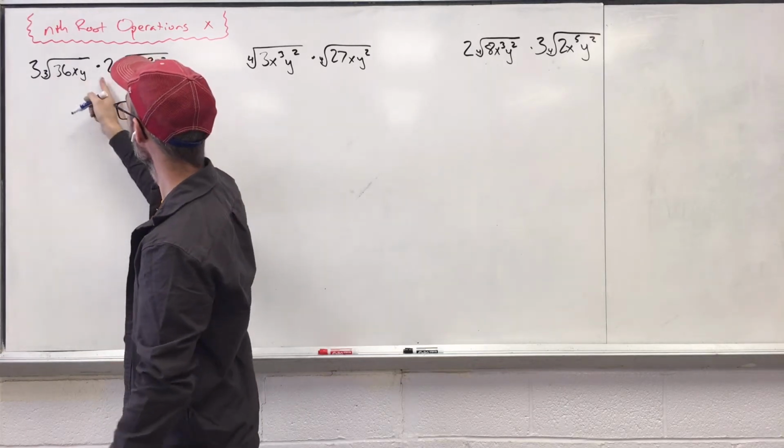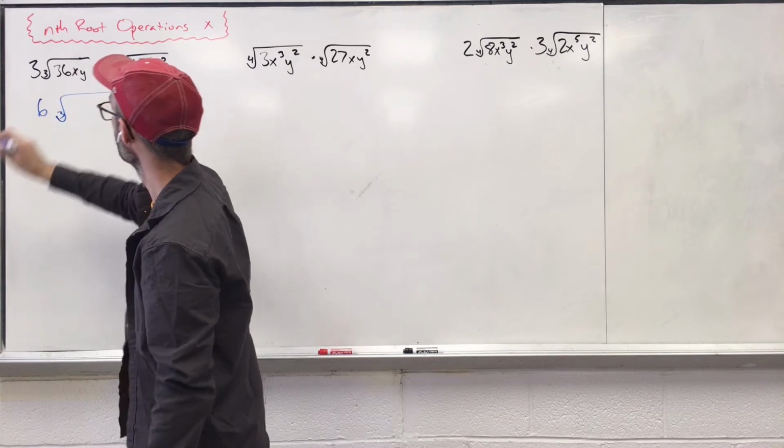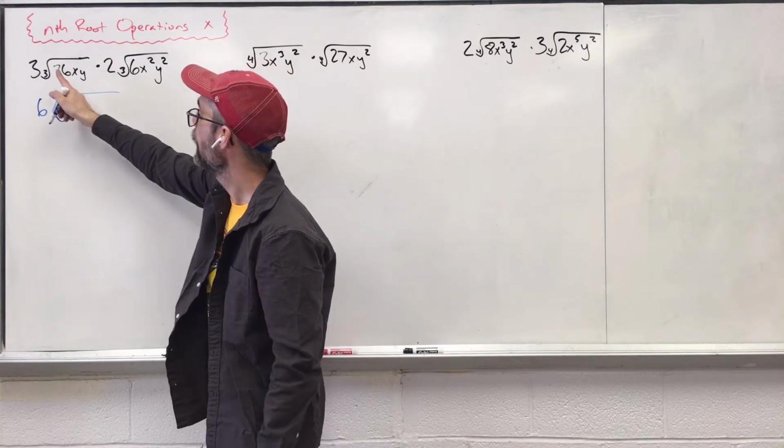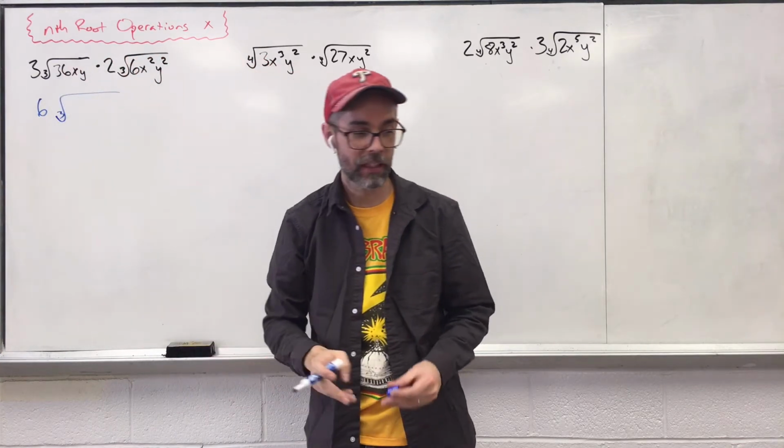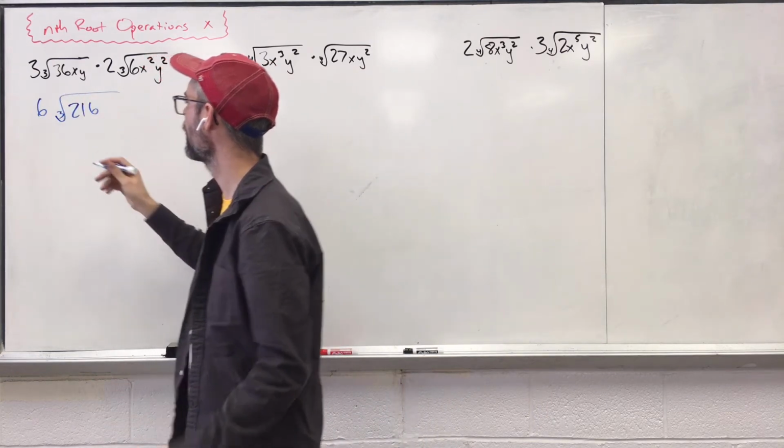So 3 and 2 give us 6. We have a big radical index of 3. Let's put together 36 times 6. It's going to be a bigger number. It's going to give us 216. But it's a number that I like.